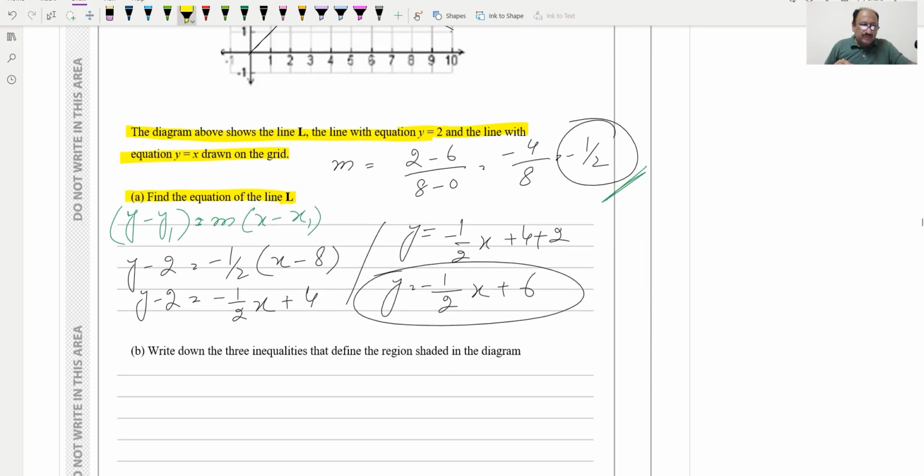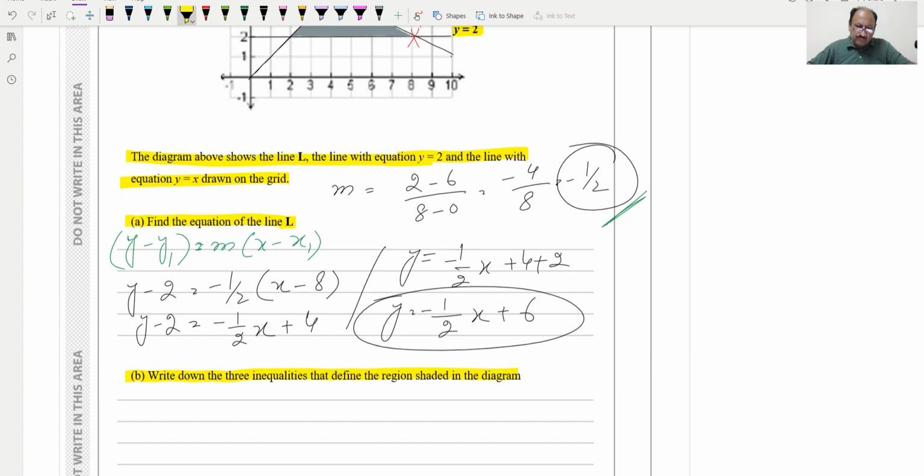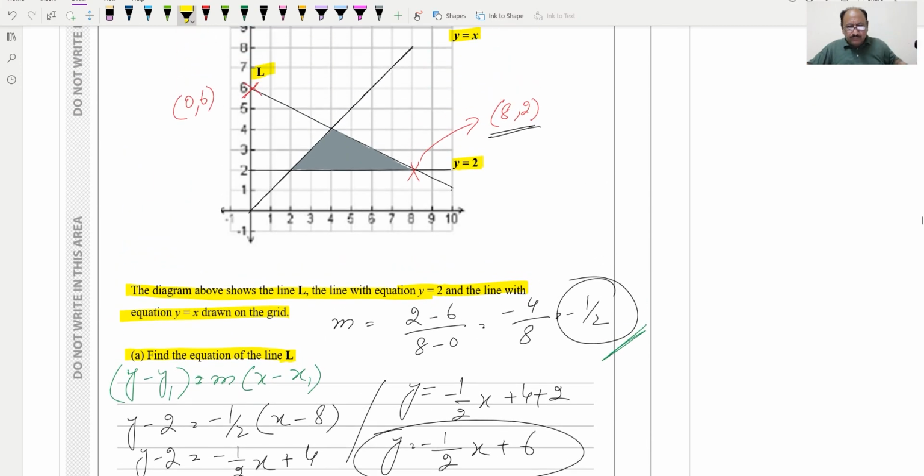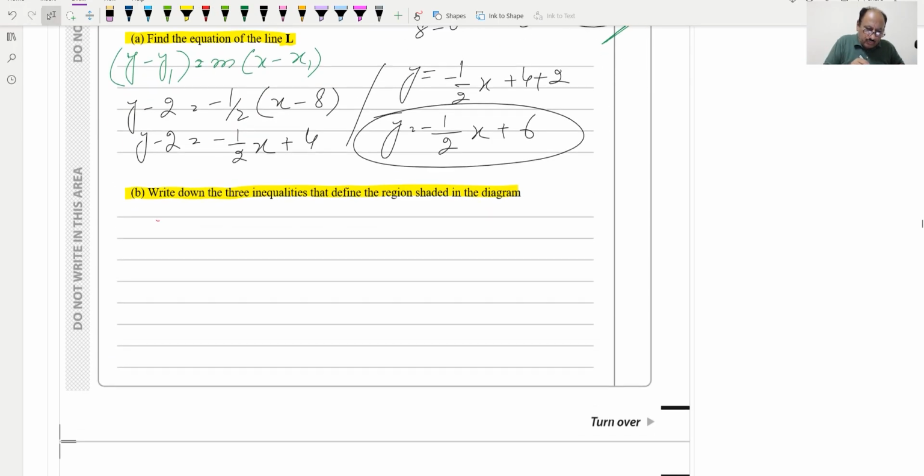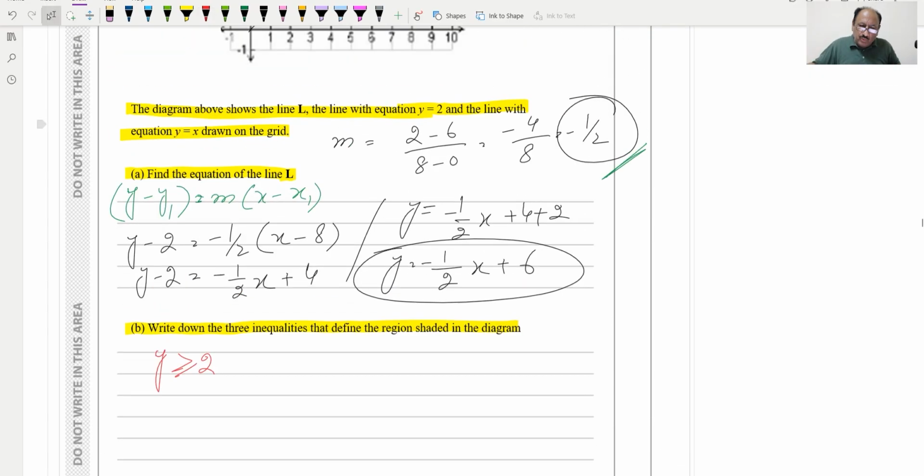Now next, part B: write down the three inequalities that define the region shaded in the diagram. So we can see for y, it is greater than 2. For this line we have this upper region which is shaded, so we'll write y should be greater than or equal to 2. This will be our inequality.